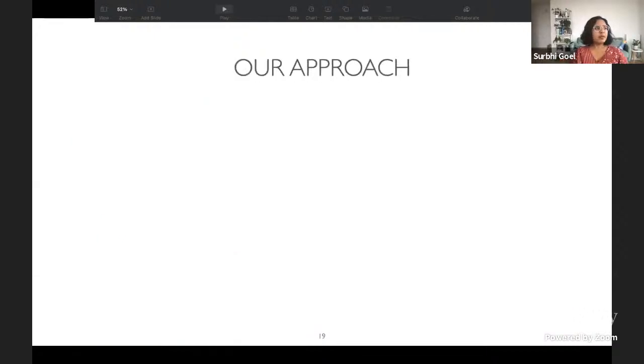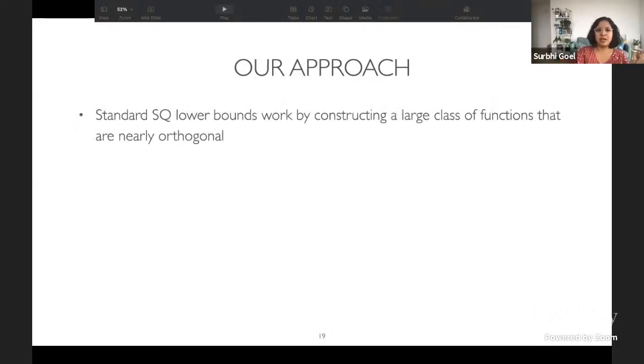Okay, so the interesting part about this result is that our approach is slightly different from general SQ reductions. You can argue that you're constructing the hard case in a more interesting fashion. General standard SQ lower bounds generally work by constructing a large class of functions that are nearly orthogonal.